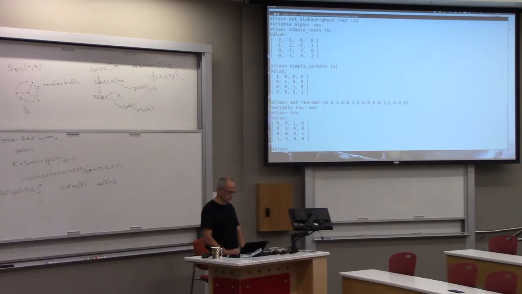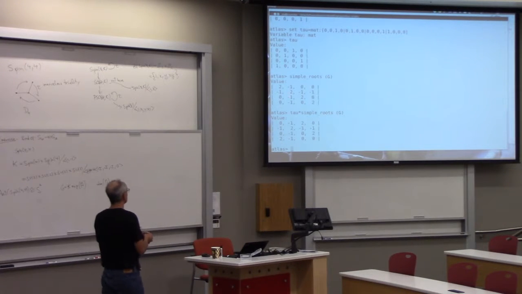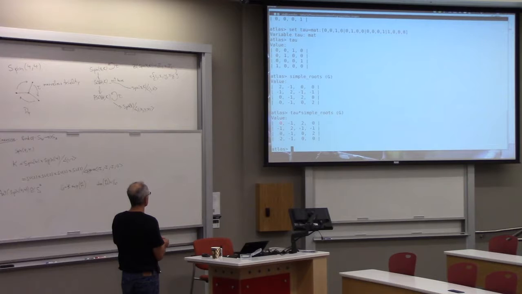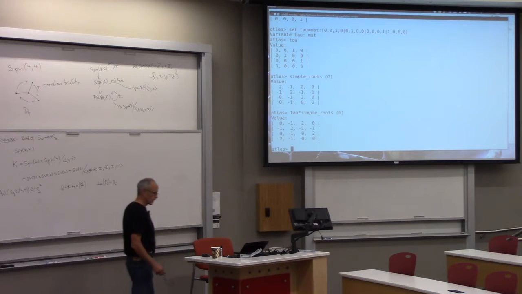And so let's look at the simple roots of G. And then if this is the correct automorphism, multiplying on the left should do something nice. So multiplying on the left took the first simple root to the third one. It took the third one to the fourth one, and it took the fourth one back to the first one. And it fixed the second. So this is the triality automorphism. Okay?